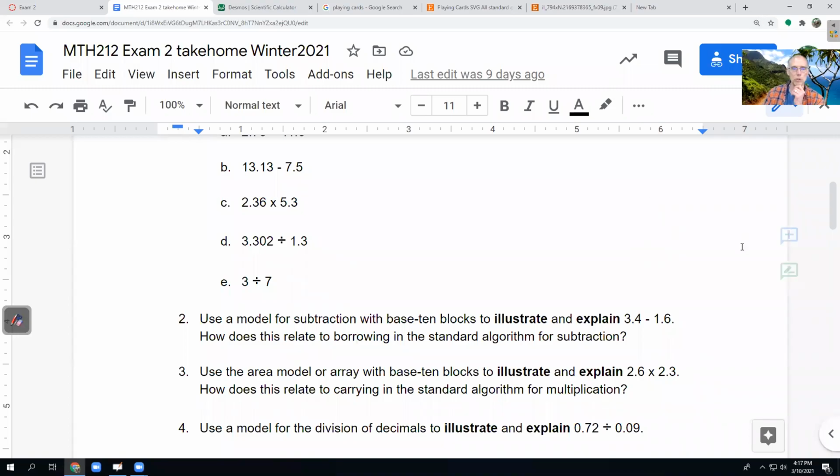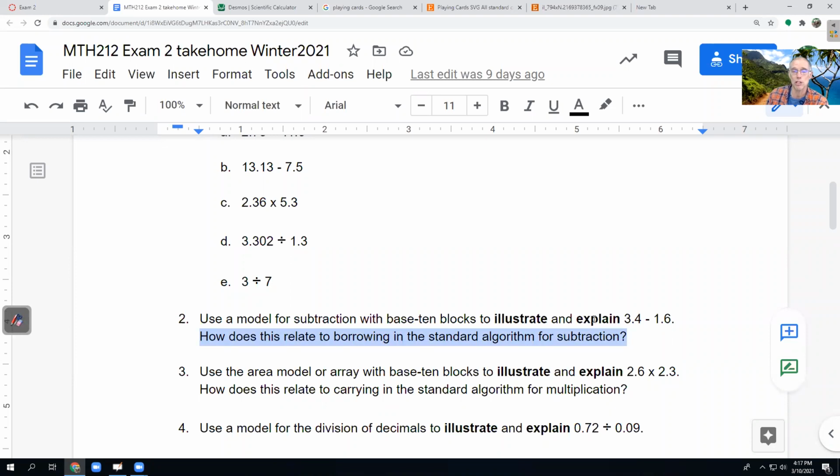So, Exam 2 review. On question number 2, a lot of people ignored this second part. I definitely wanted you to use a model for subtraction to illustrate and explain 3.4 minus 1.6. So I expected base 10 blocks, pictures of those blocks, and an explanation about what you were doing.